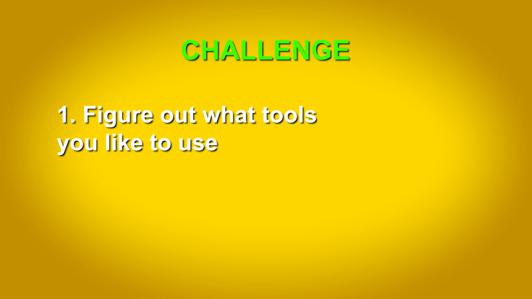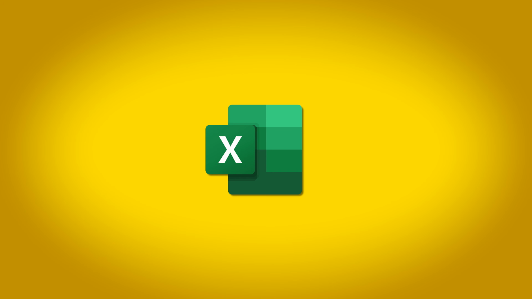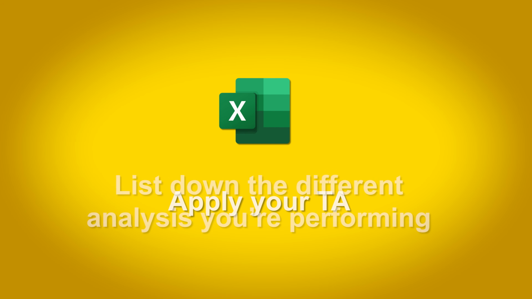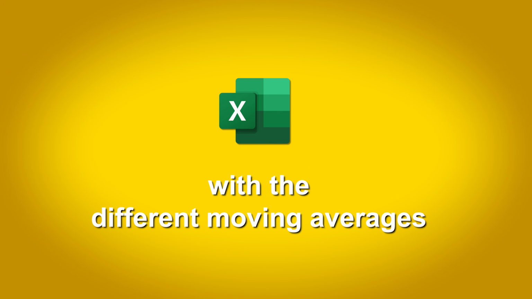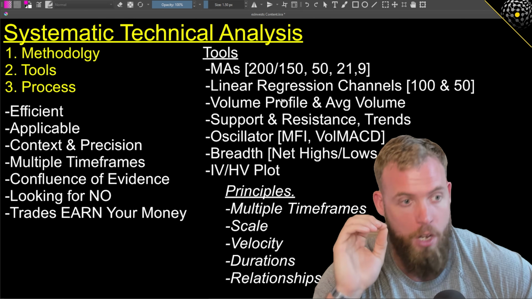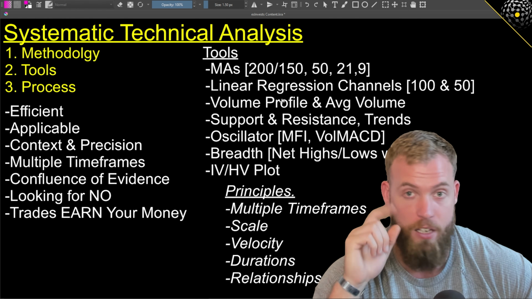Now, your challenge is in your own trading, figure out what tools you like to use. Ideally, it's not a huge list, and then track how well you can determine direction. Open up an Excel sheet, list out a bunch of random stocks, apply your technical analysis. In the columns, list out the different analysis you're performing with the different moving averages, if you're using volume profiles, so on and so forth. And then at the end, list out whether or not you're bullish, bearish, or you're neutral, and then track how you do. That will help you so much with identifying what works and what doesn't work for your specific style of trading. It's massive. Cannot emphasize that enough.